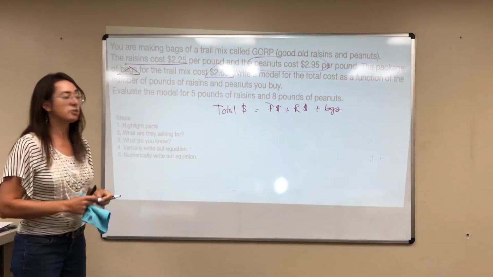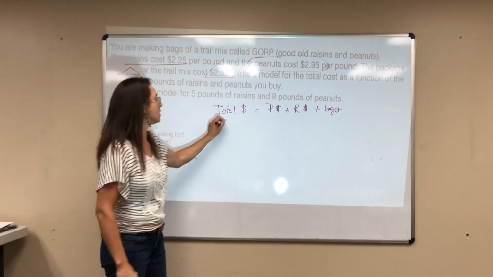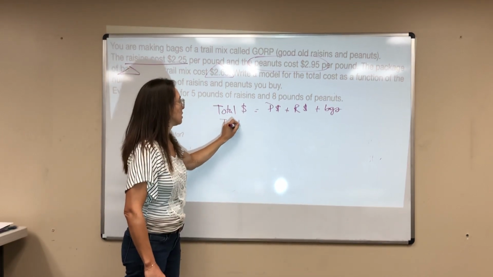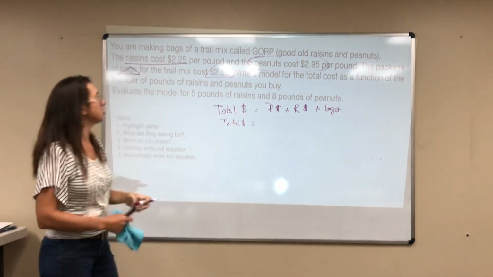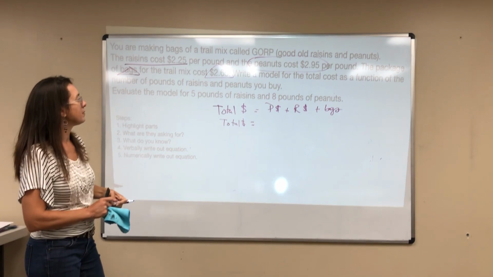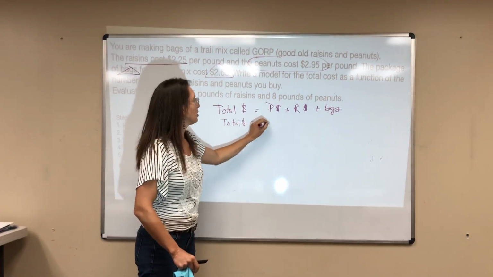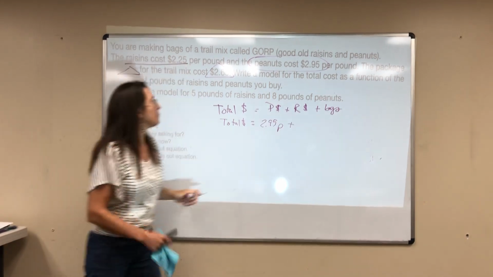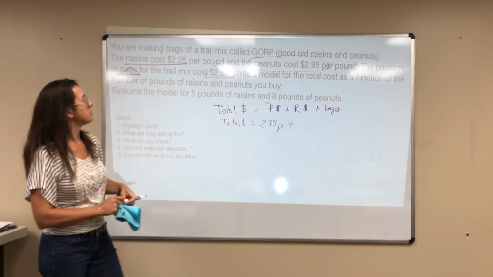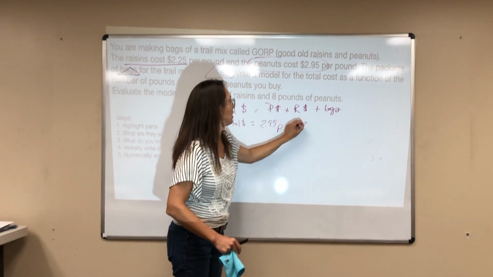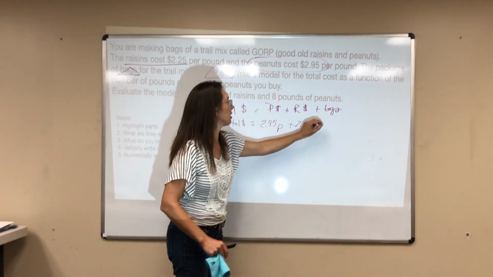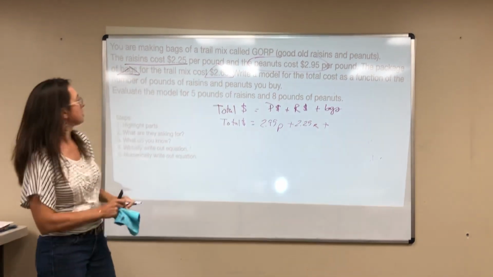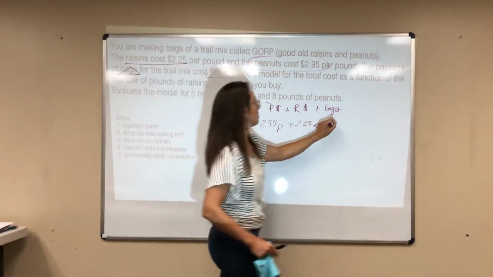So let's put numbers in there. So my total cost is what? How much is my peanuts? $2.95. We'll call it P, right? Plus, and how much is my raisins? 2.25, R. Okay, 2.25R. Good job. And then plus 2.65 B.